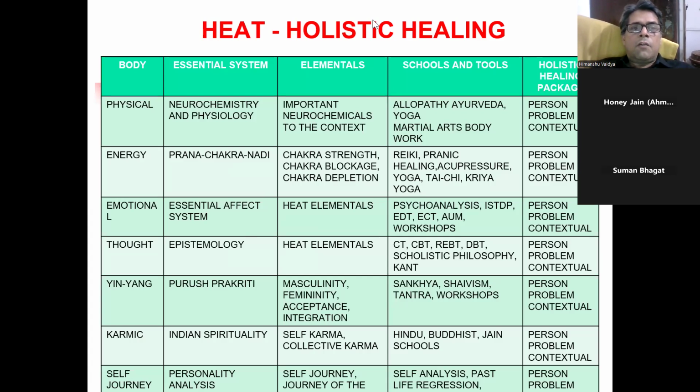For each of the 5 bodies or 7 bodies: physical, energy, emotional, thought, and all these 7 elements, what are the schools which offer us some help, and how do we use what is given by each of these schools to create a holistic healing plan for a given patient? When we have a specific case study and we apply all of this, it will become much clearer than in the abstract sense. But I wanted you to get introduced to it, so next time we can take up cases and move from the abstract to the concrete.